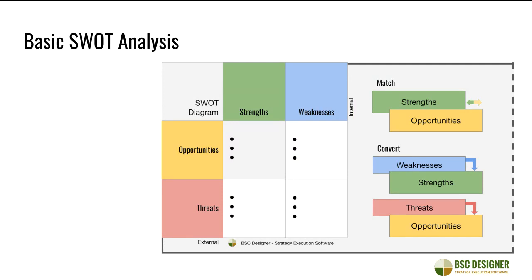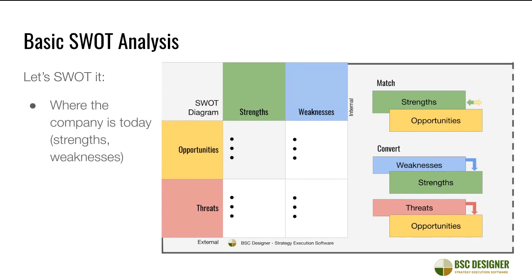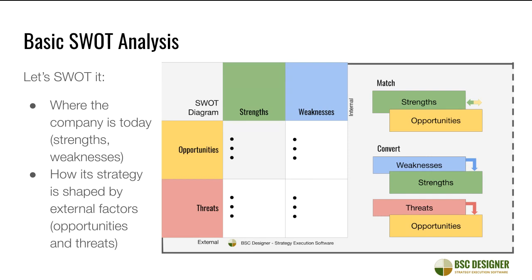The basic SWOT analysis actually helps us to answer two questions. One is where our organization is today, and that's what we map in the internal components of SWOT, which are strengths and weaknesses. And the second question is how the strategy of the organization is shaped by some external factors. In this case, we're talking about the components of SWOT that are opportunities and threats.